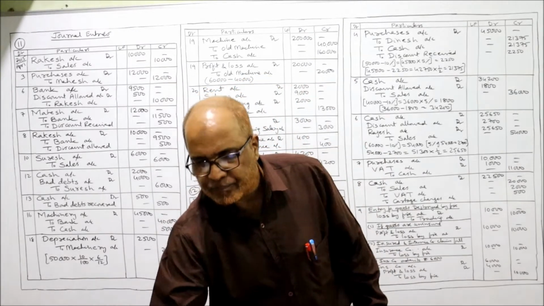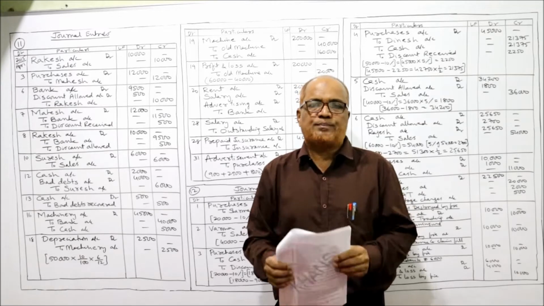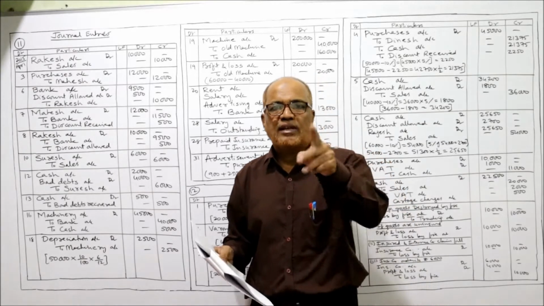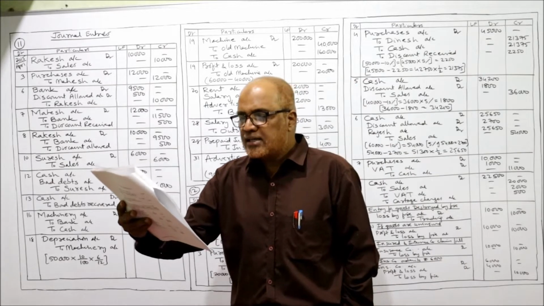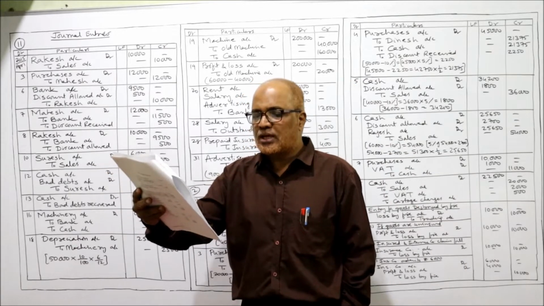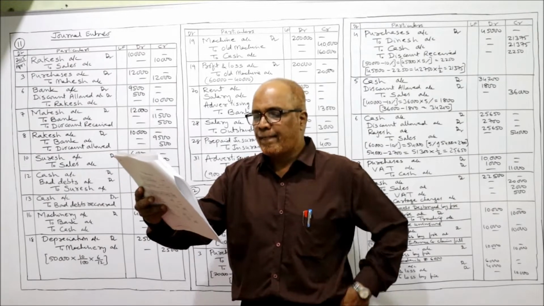Now 11th problem. Before starting the 11th problem, I expect my viewers to have a printout of the problems which I have given in the link under my description. So I am reading out the 11th problem. Journalize the following transactions, April 1st, 2015. So data is given for 1 month, April.